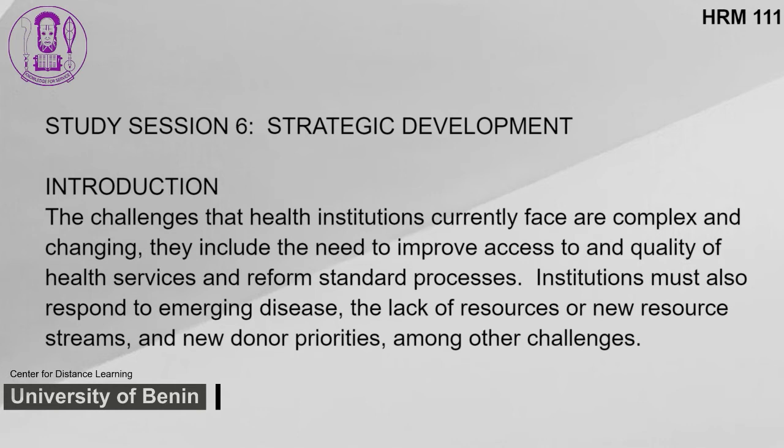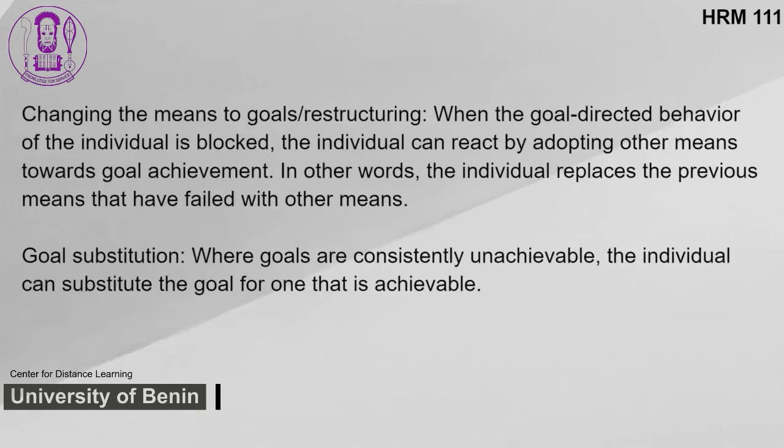Some constructive reactions to frustration include intensified striving. When the goal-directed behavior of the individual is blocked, the individual strives more to achieve the goal instead of giving up. Changing the means to goals, or restructuring. When the goal-directed behavior of the individual is blocked, the individual can react by adopting other means towards goal achievement. In other words, the individual replaces the previous means that have failed with other means. Goal substitution. Where goals are consistently unachievable, the individual can substitute the goal for one that is achievable.